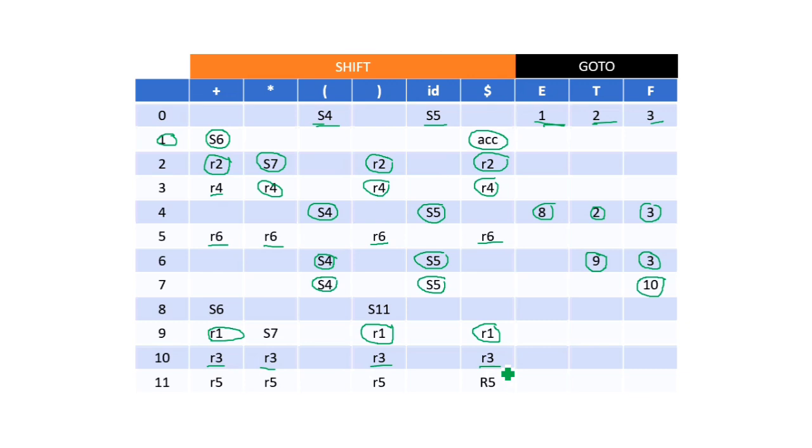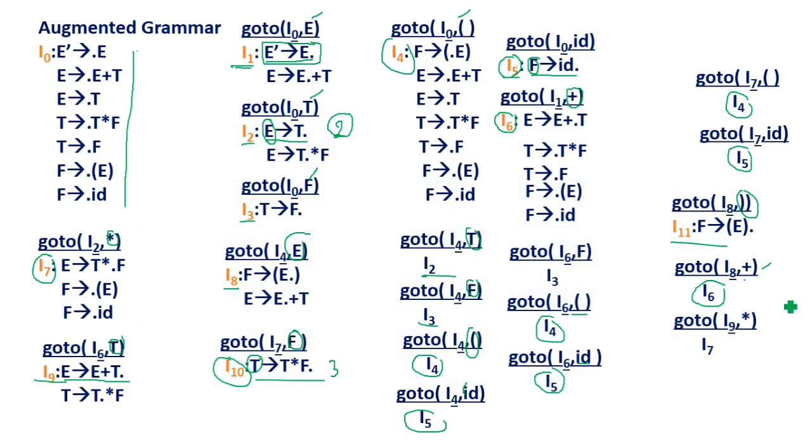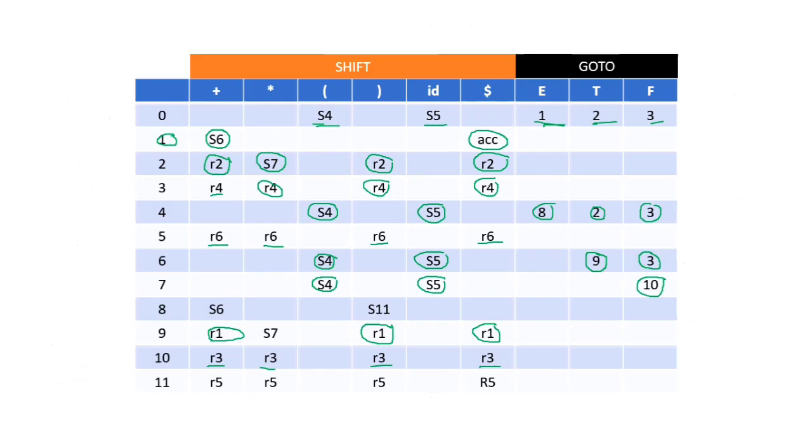And finally, we'll go for item set 11. Item set 11 has only one item, F tends to E dot. This is production number 5 in the original productions. So we write R5 for the follow of F: plus, star, close brackets, and similarly dollar also. So this is the way of filling the table.